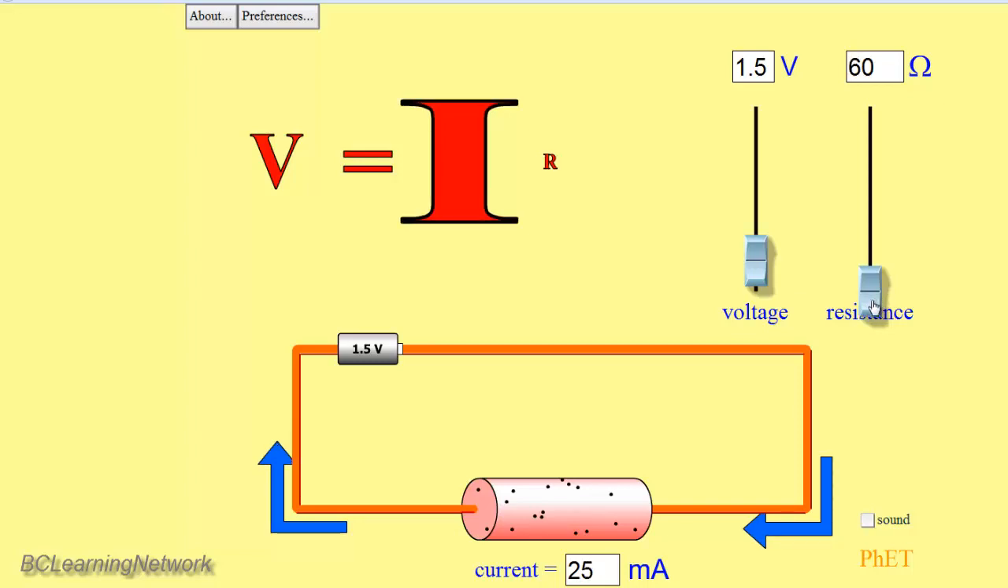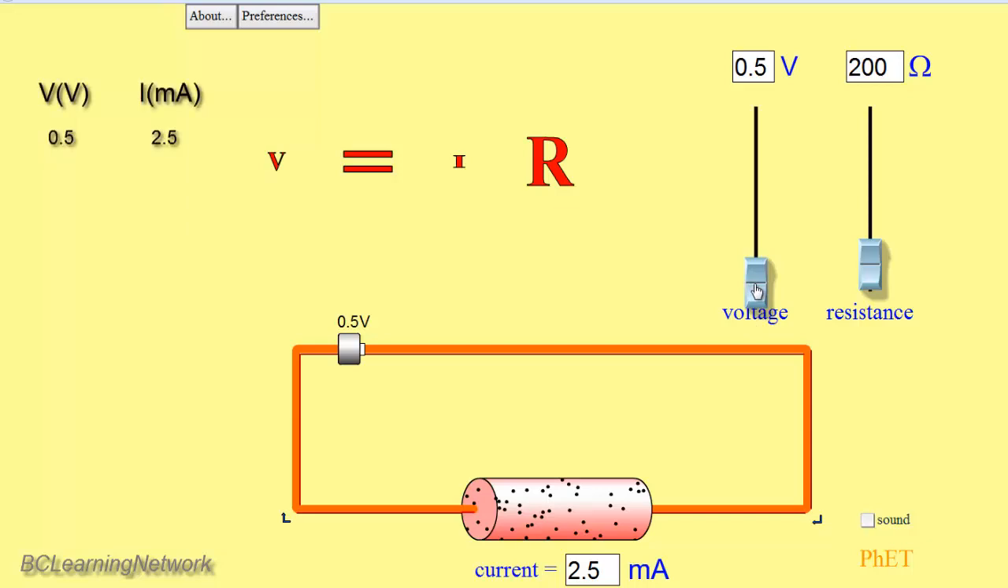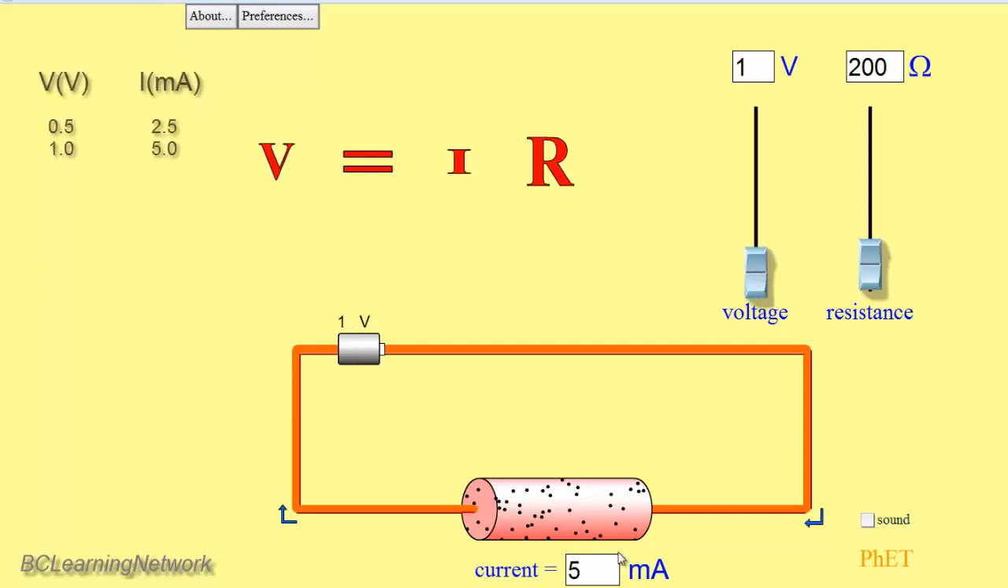Now what I'm going to do is simulate how we come up with Ohm's law. I'll keep my resistance at 200 ohms, and what I'm going to do is adjust my voltage and make a record of voltage versus current. So we're going to create a data table. Originally my voltage is 0.5 volts, my current as recorded here is 2.5 milliamps. So I'll record that in a table and keep cranking it up by half a volt. So at 0.5 volts, my current is 2.5 milliamps. At 1 volt, my current is 5 milliamps.